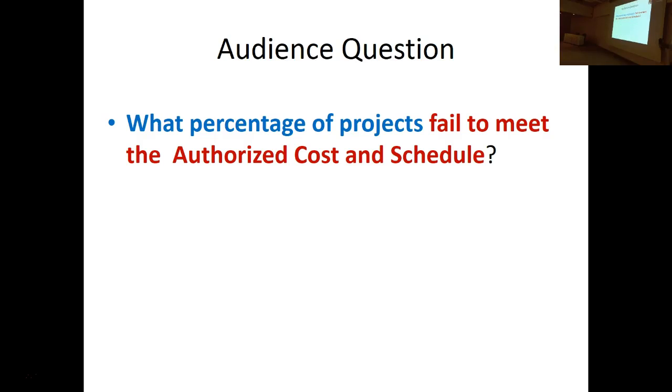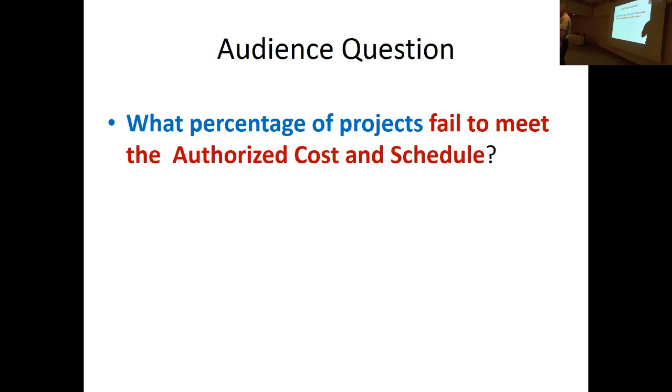So let me start with this question here. This is an audience question, to get your participation. If you look at all the construction projects that are going on in the world, what percentage of those projects do you think will actually achieve their targeted initial budget and initial schedule? So let's say 100 projects. How many of those 100 projects would actually meet their authorized cost and schedule when the project finishes?